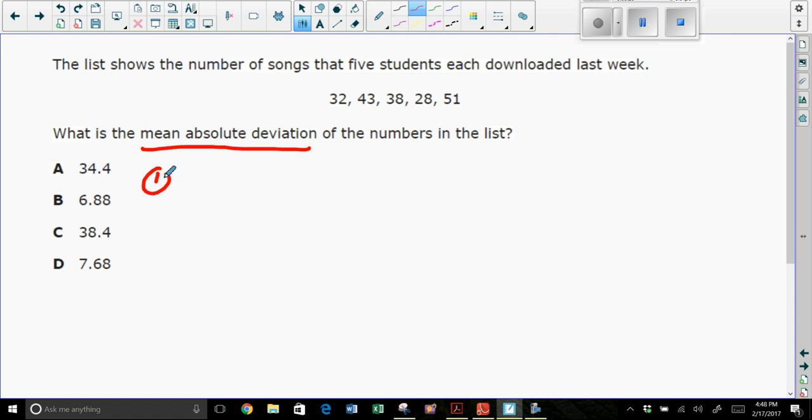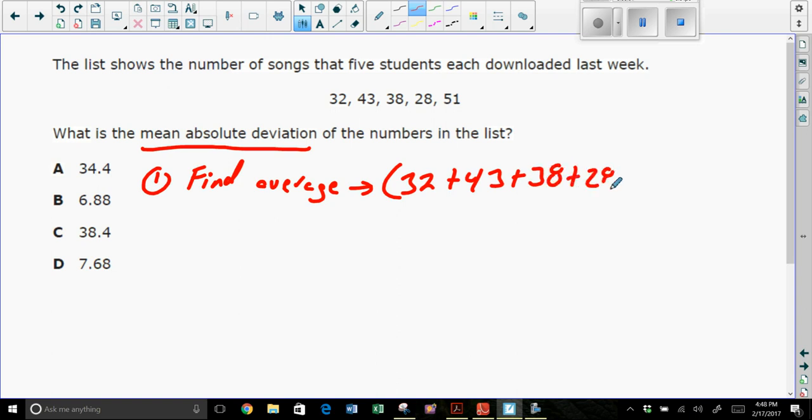The first thing you want to do is find the average of the numbers that you have. Let's find the average. To do that, I'm going to add up my numbers and then divide by however many numbers I have. So I'm going to have 32 plus 43 plus 38 plus 28 plus 51, and whatever that answer is, I'm going to divide by however many numbers I have. And I have 1, 2, 3, 4, 5 numbers, so that answer will be divided by 5. So we'll go into our calculator and work this out.